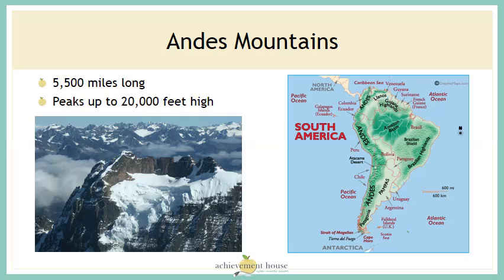The Andes Mountains cover 55,000 miles of land. They have peaks up to 20,000 feet high. You can see on our physical map the Andes Range run right down the coast of South America.